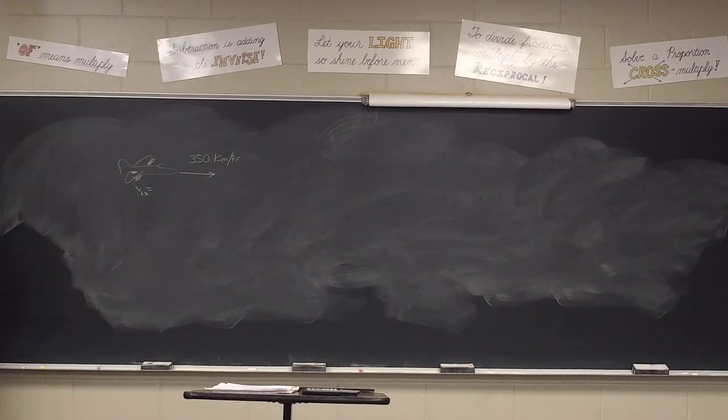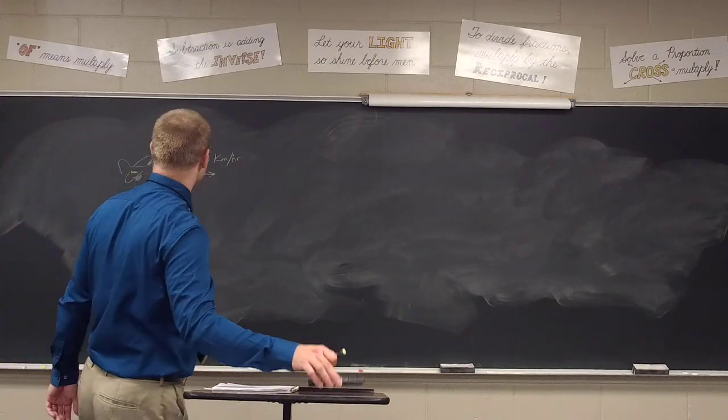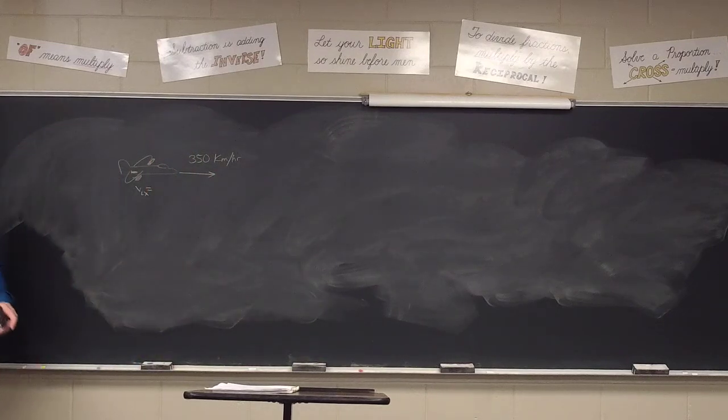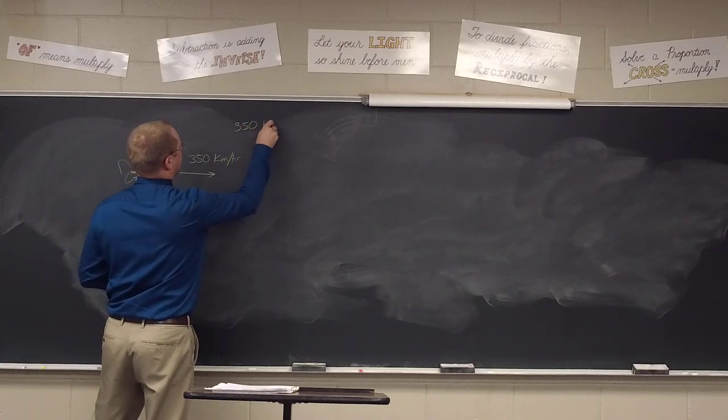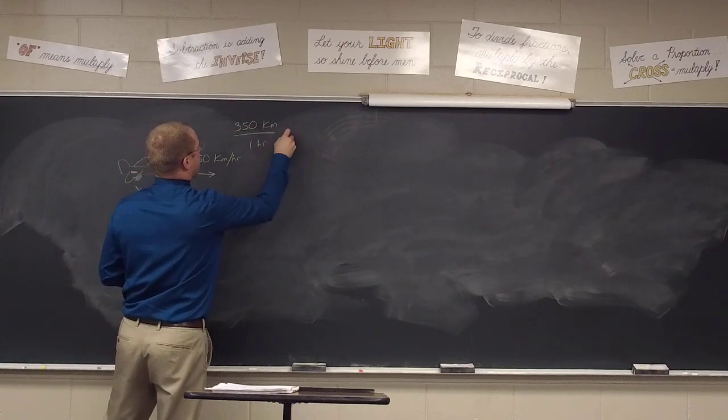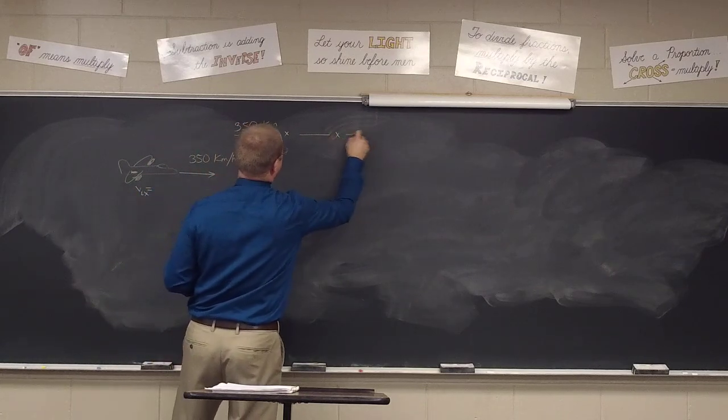We just got a little problem with this 350 kilometers per hour. What's the issue? It's kilometers and it's hours. We don't want kilometers per hour, do we? No, heavens to Betsy. So what do we do? Do a little dimensional analysis, right? So we're going to change this 350 kilometers per 1 hour. We're going to multiply by a series of fractions.